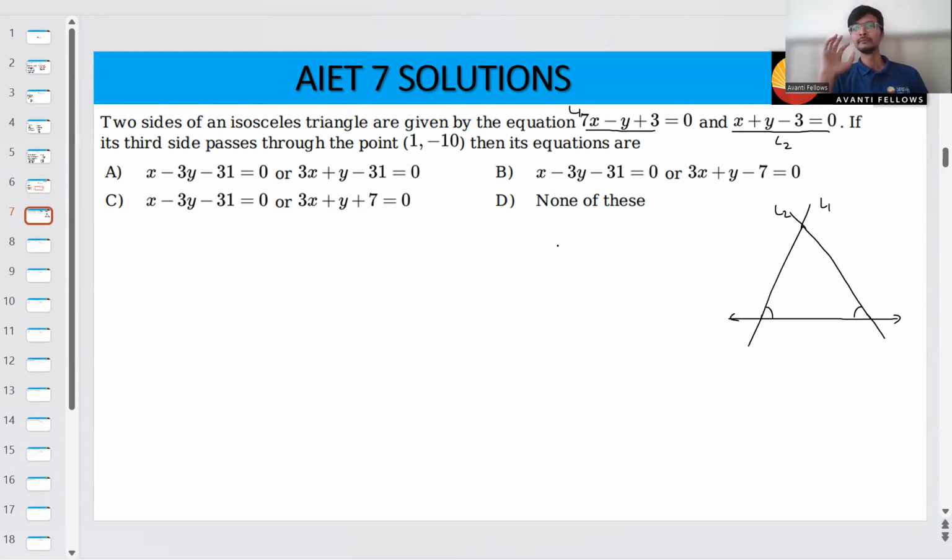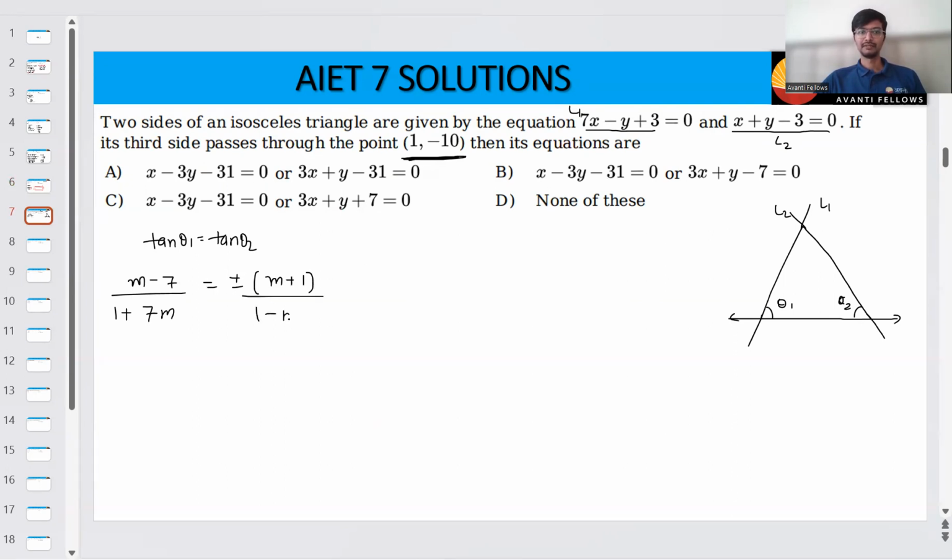So we can use the slope point form. We need to find the slope because we already have the point. We can find it using tan theta. Let's say this is theta 1 and this is theta 2. Both of them are the same, so tan theta 1 equals tan theta 2. That means (m minus m1) upon (1 plus m m1) equals plus or minus, because I'm not using mod, (m minus 1) upon (1 minus m). If we cross multiply and solve it, we'll get m equals 1 by 3 or minus 3, right?